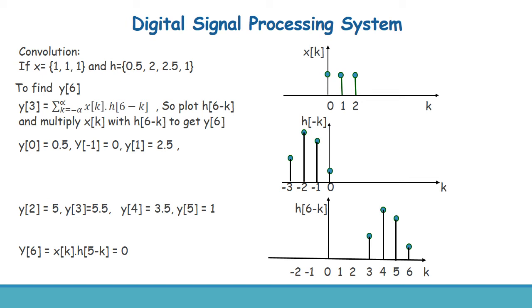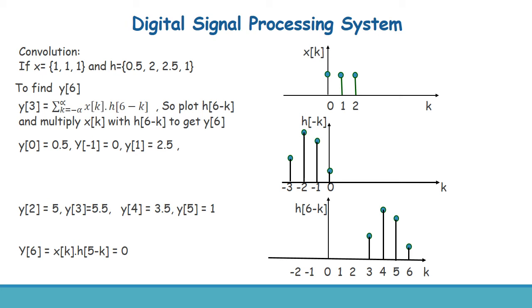So now we have y of 0 is 0.5, y of minus 1 we know is 0, y of 1 is 2.5, y of 2 is 5, y of 3 is 5.5, y of 4 is 3.5, y of 5 is 1, y of 6 is equal to 0.